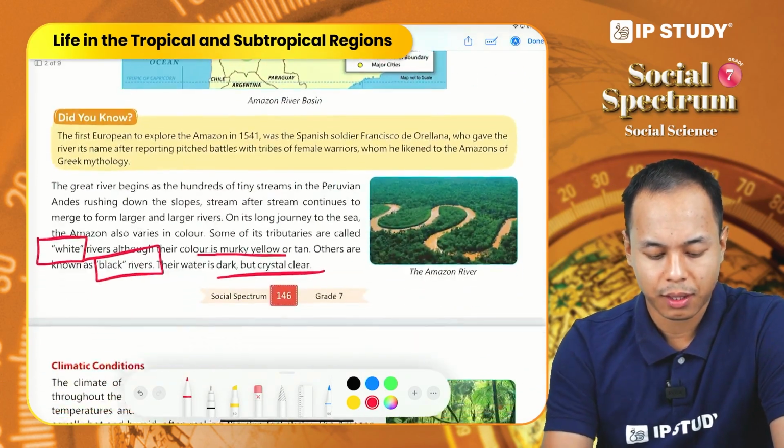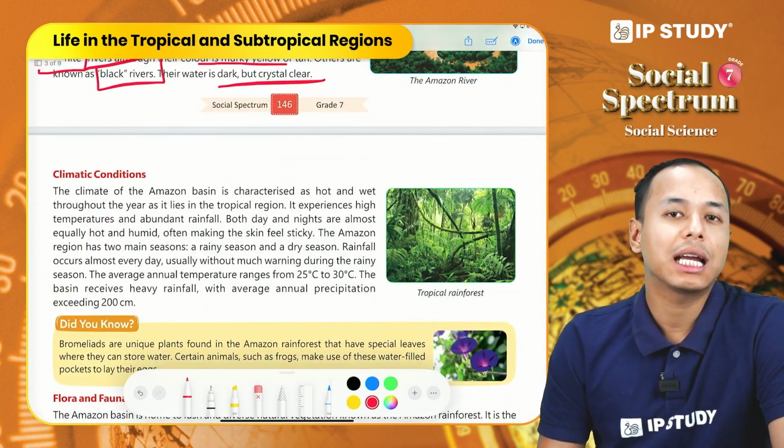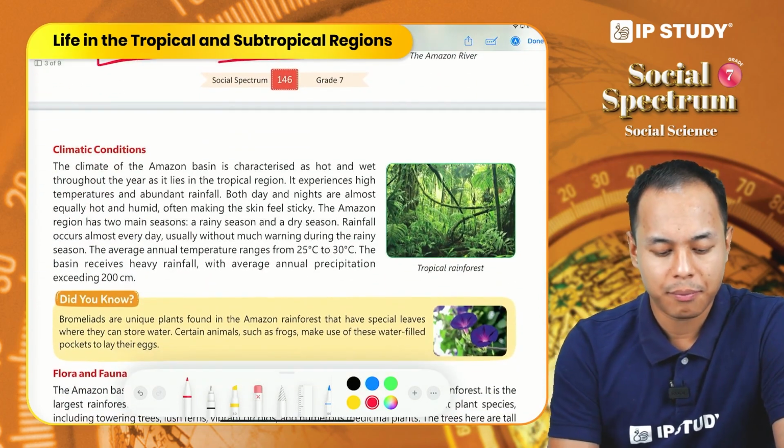So this is the Amazon River, its coverage, its extent, and all the countries that it extends to. So now let us see the climatic conditions of the Amazon basin.